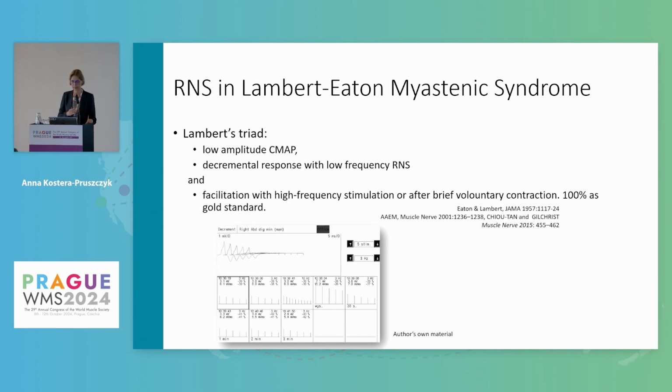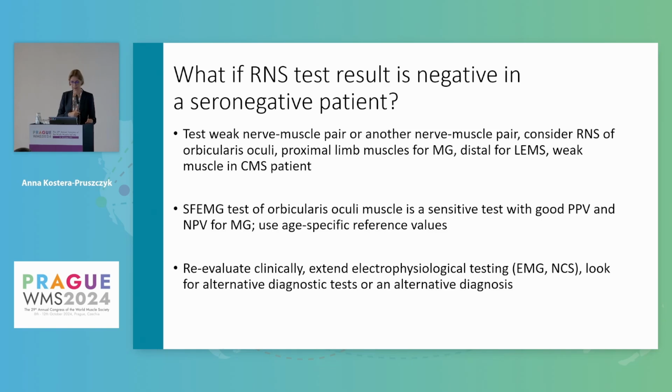Very briefly about Lambert-Eaton myasthenic syndrome, Lambert triad, again, 1950s: low amplitude CMAP, decremental response with low frequency repetitive nerve stimulation, and increase of the amplitude, or in other words, facilitation after brief voluntary contraction or with high frequency stimulation is the pattern that is typical for presynaptic abnormalities. And we should also remember that for Lambert-Eaton, distal muscles are definitely better.